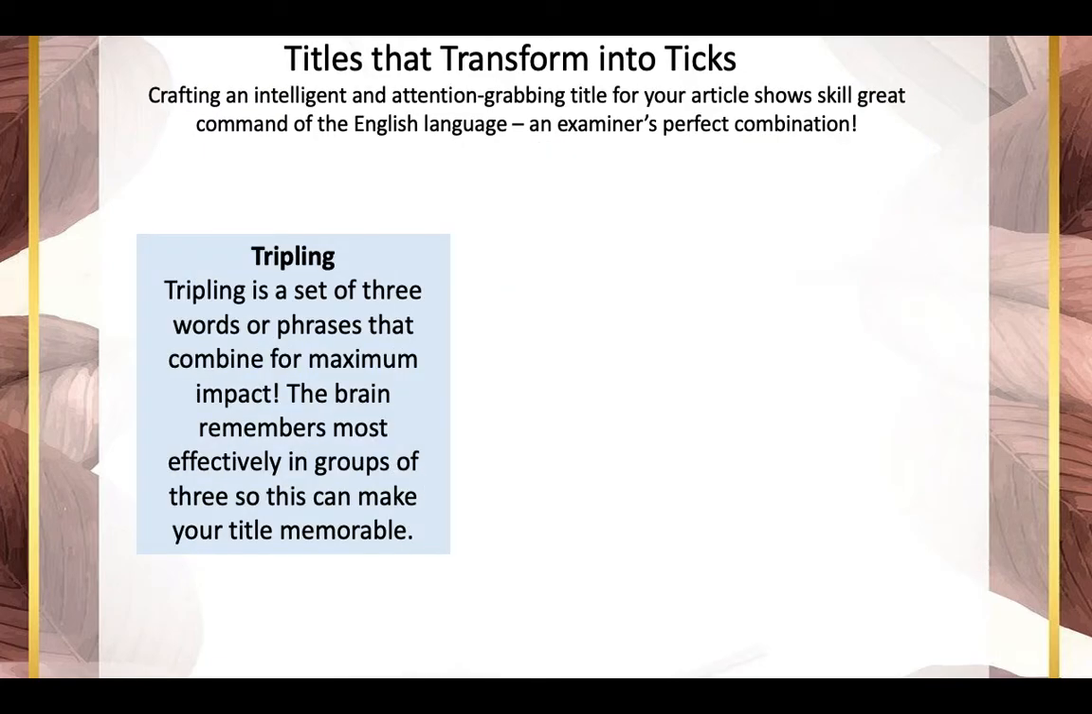We can also use tripling. We should know then that tripling is a set of 3 words or phrases that combine for maximum impact. The brain actually remembers things in groups of 3. I don't know how many of you recite your mobile phone number in groups of 3, but for some reason, that is how the brain groups things. So using 3 words can make it really memorable to your reader.